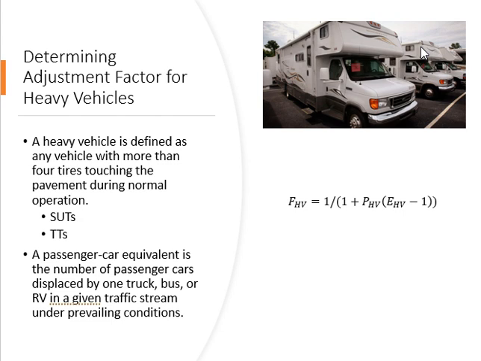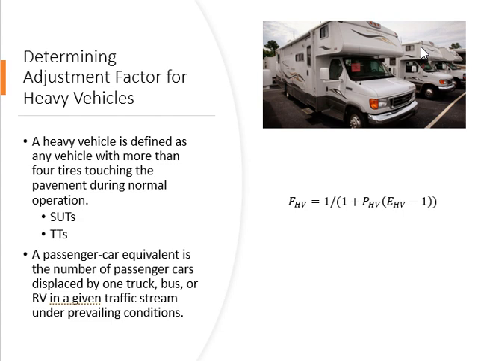Alright? How to calculate the factor of heavy vehicle? This is the equation. In the equation, you see there are 2 values needed, right? PHV and EHV. PHV is percentage of heavy vehicles, including both of them combined. EHV is passenger car equivalent.